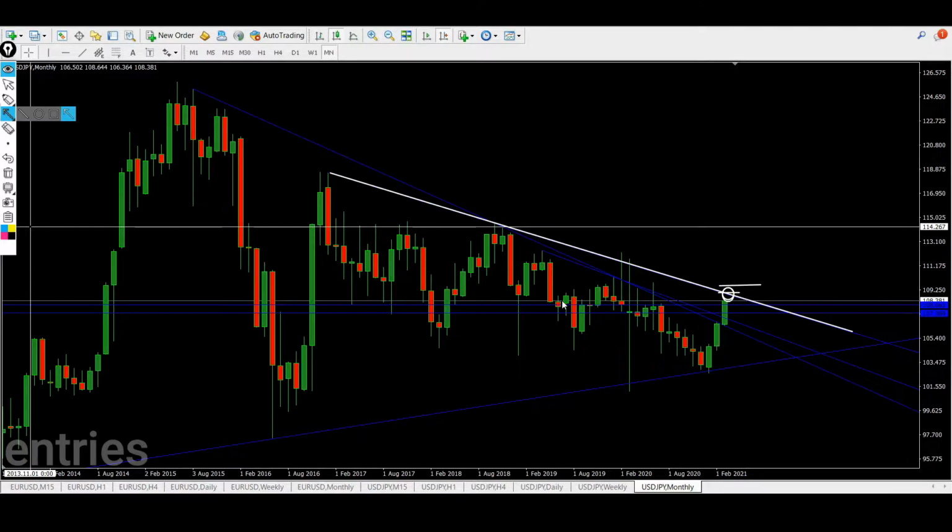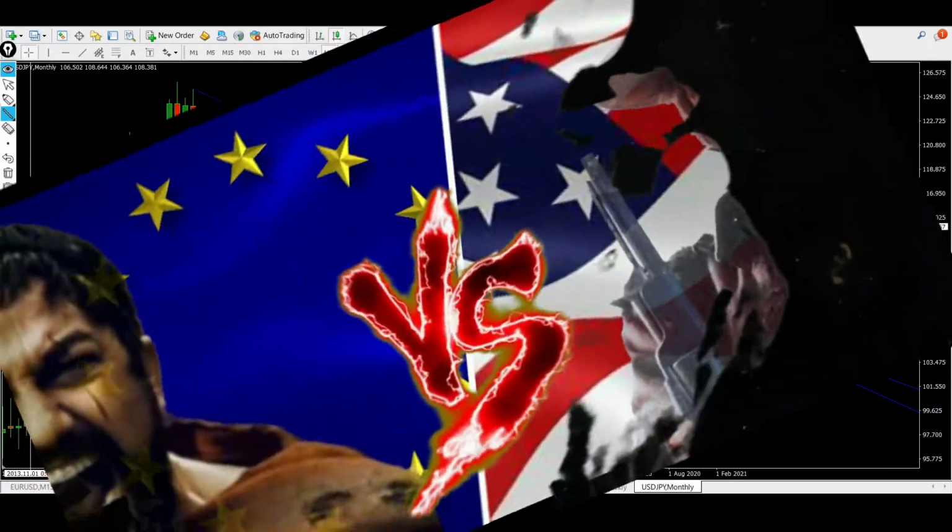Okay, at this point, like I explained in the overview, we're going to start looking for possible short entries right back down to this pivot low now. Okay, but first things first, let's just see if the 109 target gets hit. Okay, alright, so let's go on to the EURUSD.